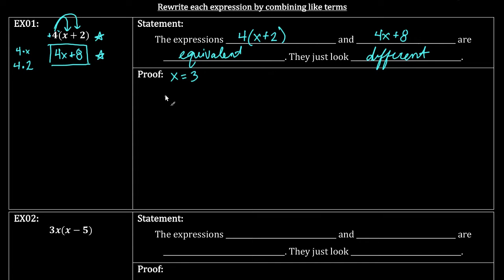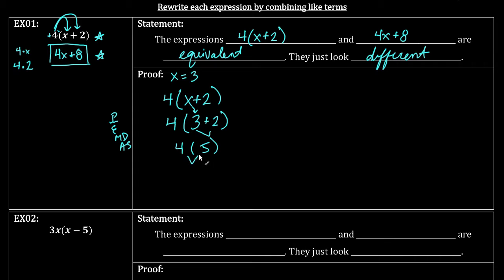So x is 3. So instead of 4 times (x plus 2), you have 4 times (3 plus 2). Remember that x is now a 3. Remember, we always do order of operations, so we do everything in parentheses first. 3 plus 2 is 5. So 4 times 5, the last multiplication, is 20.